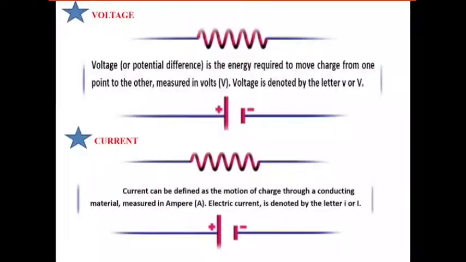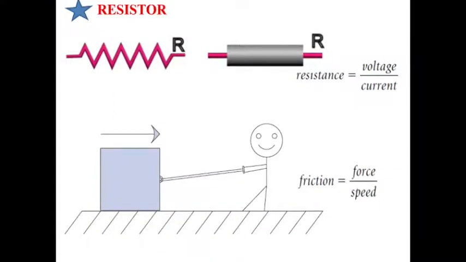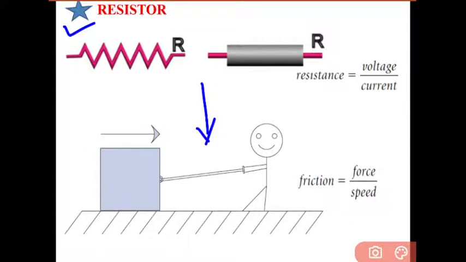Okay, so next we will see some basic elements which are used in electrical engineering, and we will also relate those terms to mechanical terms. First, the resistor. Its name suggests that it has the inherent characteristic of opposition; it opposes the electric flow. If we relate electric resistance to mechanical friction, friction is equal to force upon speed. Here, resistance is equal to voltage divided by current. Whatever current passes through the resistance depends on the voltage we apply to that particular element.